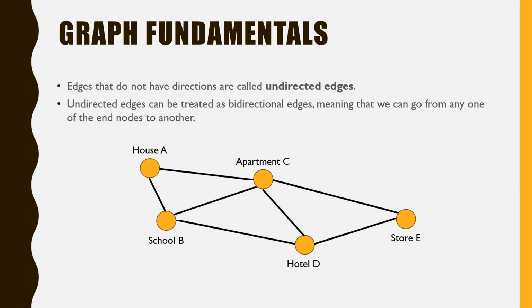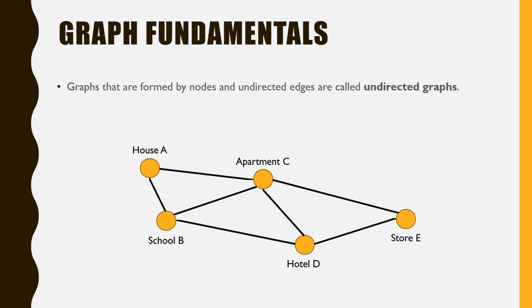Up to this point, we have not considered the direction of the roads. When connecting two locations, we assume the road is bidirectional, meaning you can travel freely in both directions. These edges, which do not have a direction, are called undirected edges. Graphs made up of nodes and undirected edges are called undirected graphs.